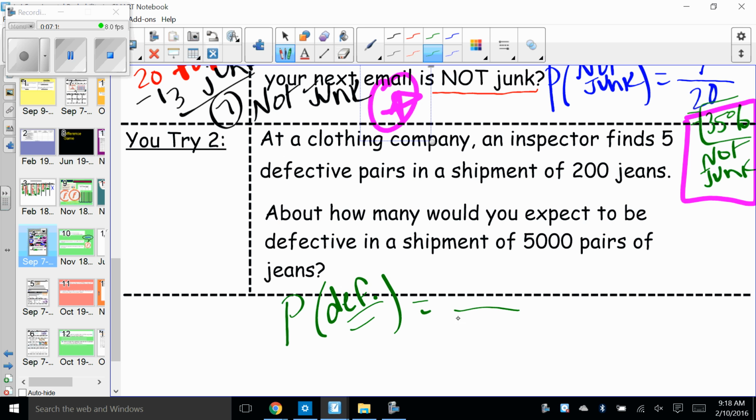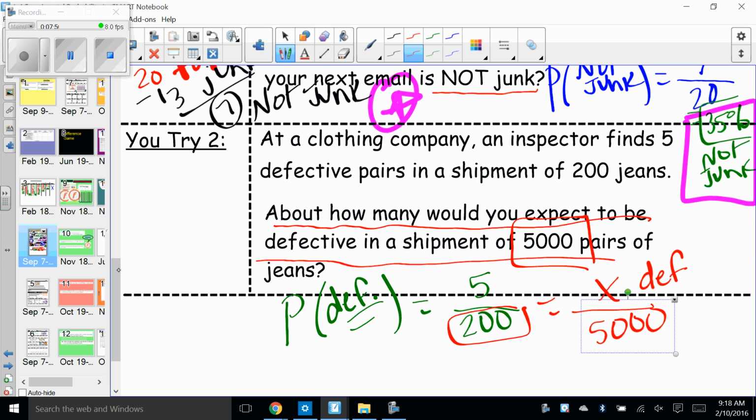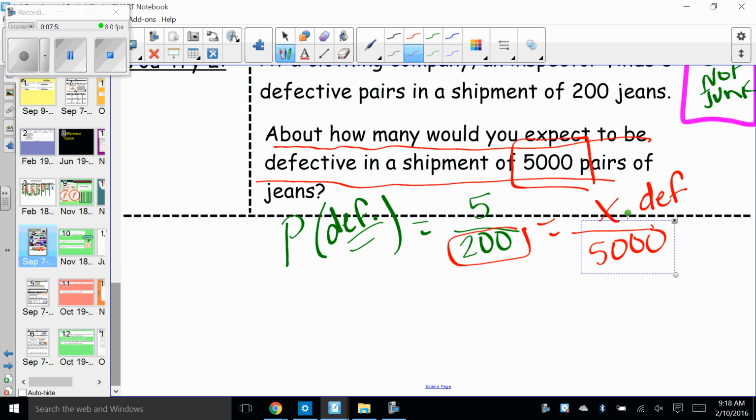Total goes in the bottom. We have 200 total jeans in the shipment, and 5 are defective. We have 5 defective out of 200 total. So if I read the question, it's asking, about how many would you expect to be defective in a shipment of 5,000 pairs? So we're asking to make a prediction based on our experiment. So how many would we expect to be defective instead of out of 200 if the shipment were out of 5,000? Go ahead and take t-table cross products.